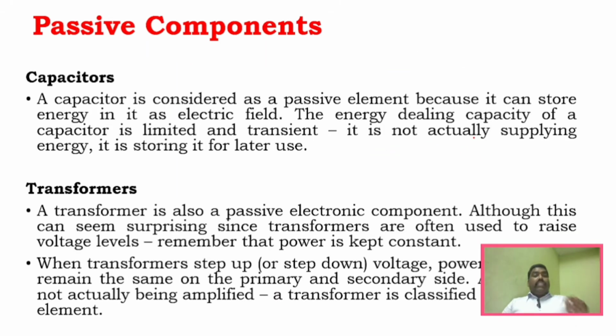When it comes to passive components, a capacitor is also a passive component, right? Why is it called a capacitor? Once again, similar to an inductor, it will store the energy in the form of an electrical field, whereas an inductor stores it in the form of a magnetic field, right? Even here, the energy which is supplied by the capacitor is limited and transient, right? And that is why it is called a passive component. As I said in the previous explanation about active components, any component which is providing energy or power for an infinite time duration is called an active component, right?